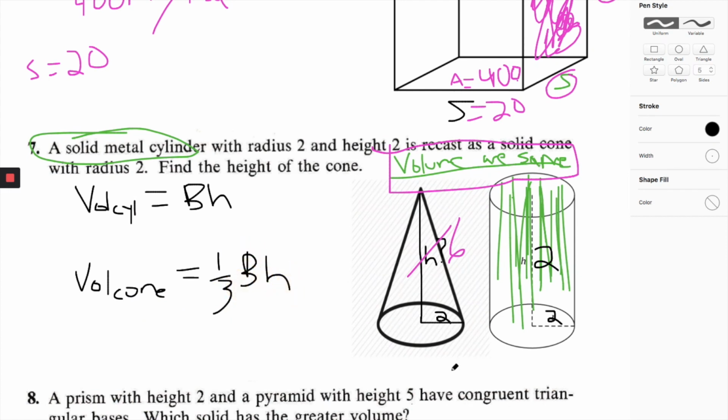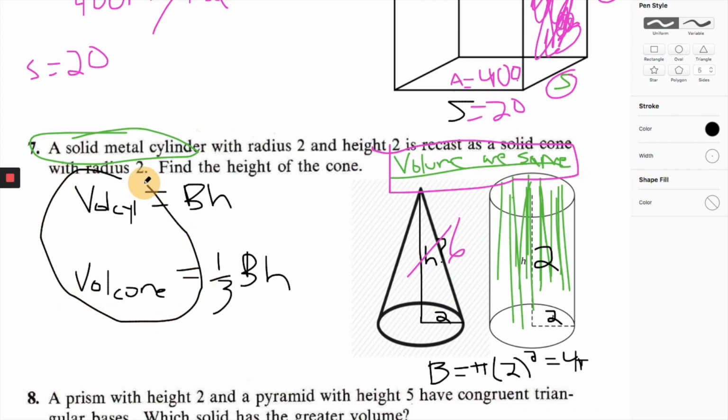And what we see down here is that the base areas of these two actually equal the same exact thing. They equal pi r squared, which equals 4 pi, right? They both equal 4 pi. So the base area is not going to matter in a second, because if we're taking the cylinder and recasting it, melting that volume and making it into a cone, they would have the same volumes.